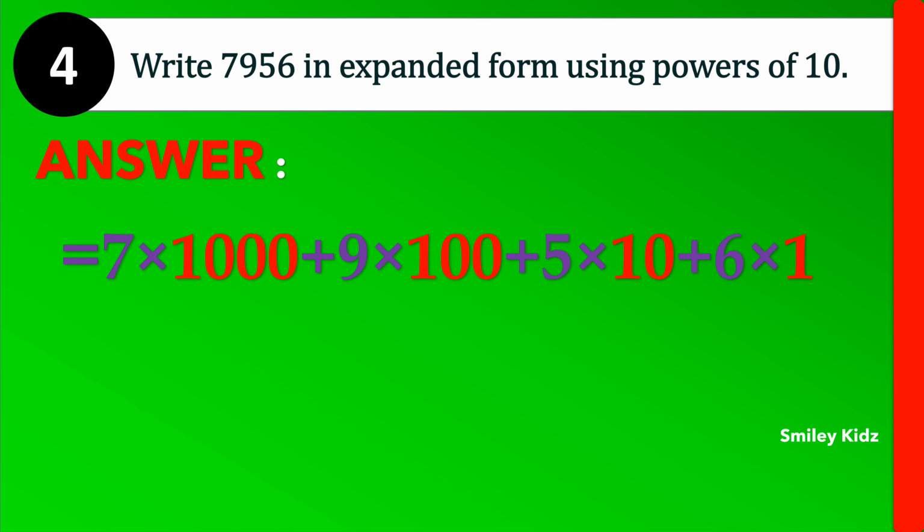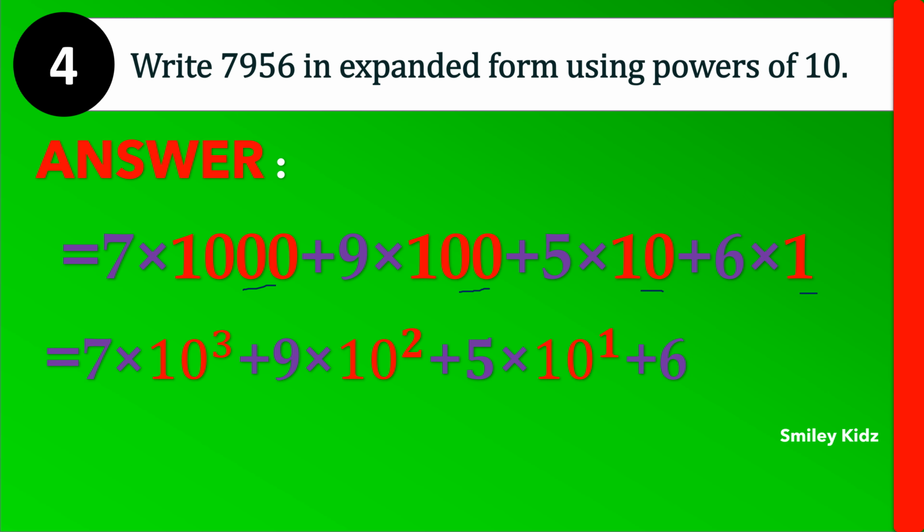7 into 1000 plus 9 into 100 plus 5 into 10 plus 6 into 1. 1000 here can be written as 10 to the power 3. 100 here can be written as 10 to the power 2. 10 here can be written as 10 to the power 1. And 1 can be written as 10 to the power 0. That is equal to 7 into 10 to the power 3 plus 9 into 10 to the power 2 plus 5 into 10 to the power 1 plus 6 into 10 to the power 0.